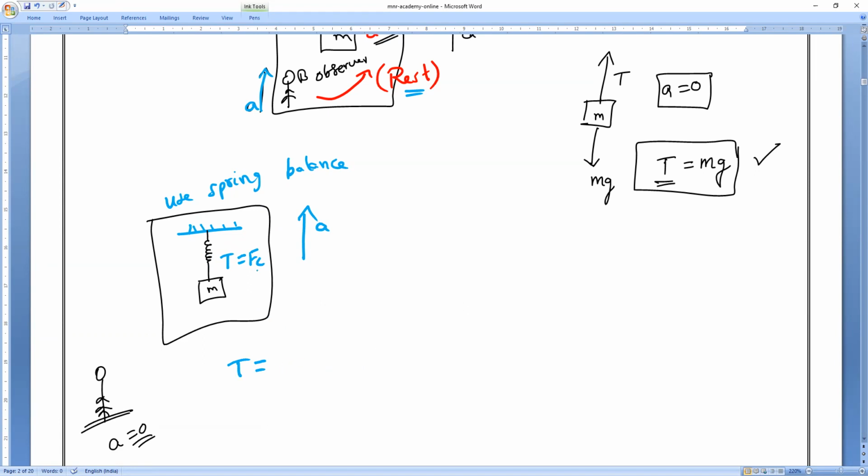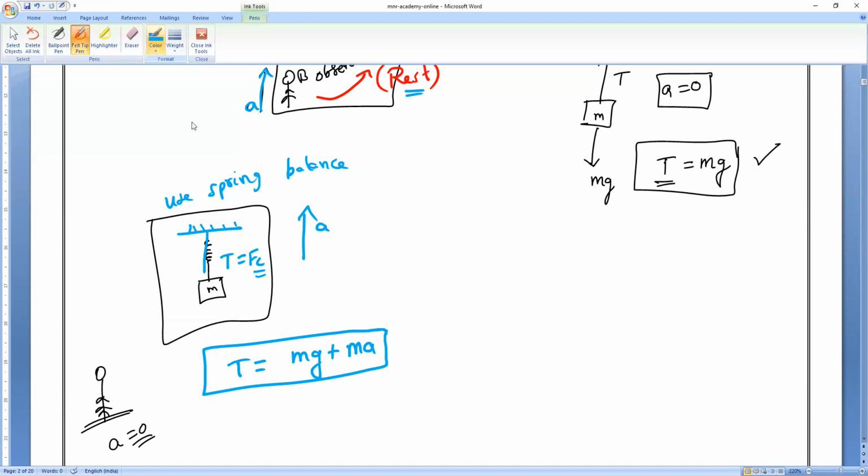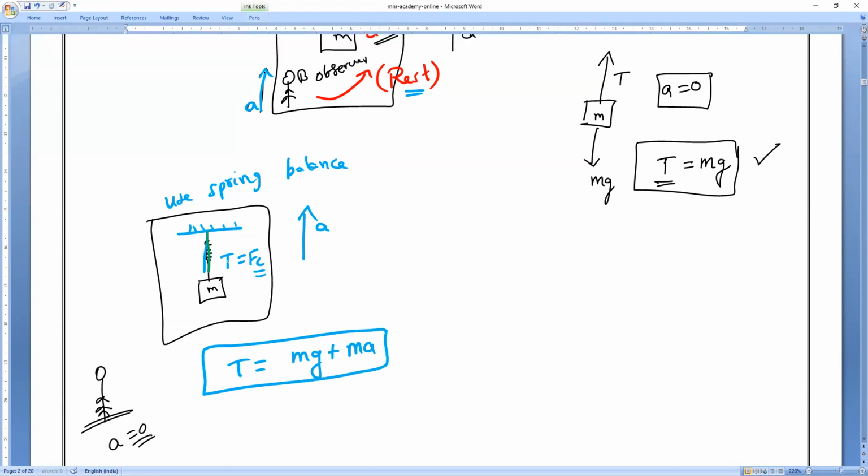Spring force, T, is equal to how much? It is going in the upward direction, so what will happen? mg plus ma. So if I replace the string with the spring, we all know that spring force is equal to tension. So tension is equal to mg plus ma. This is what the spring balance will show.